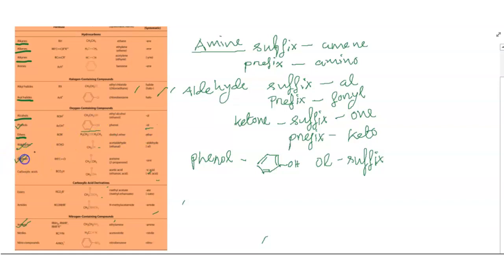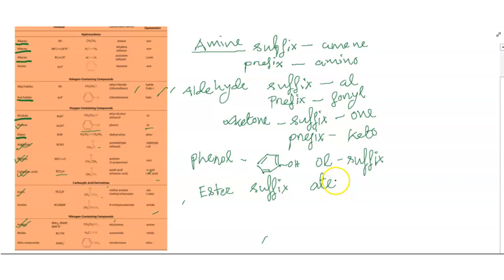And the next is ketone. I have already discussed it. This is the ketone, and the suffix is one and prefix is keto. And carboxylic acid I have also discussed. This is the oic acid, and this is the CO2H. And after that, ester is very important. Ester functional group. The ester suffix is ate.